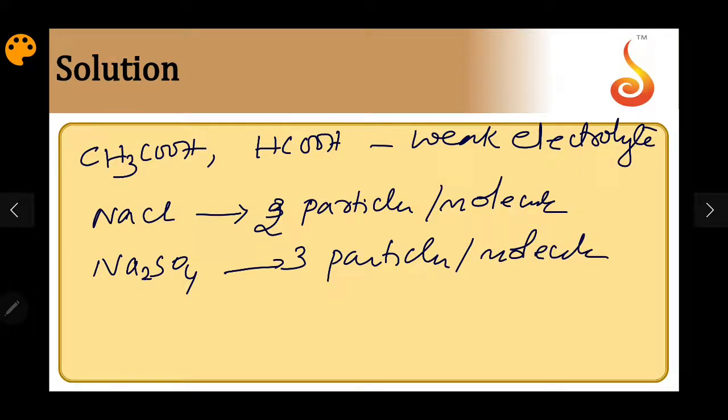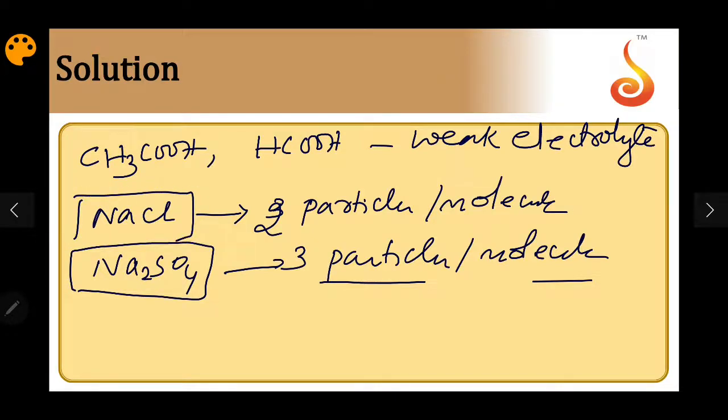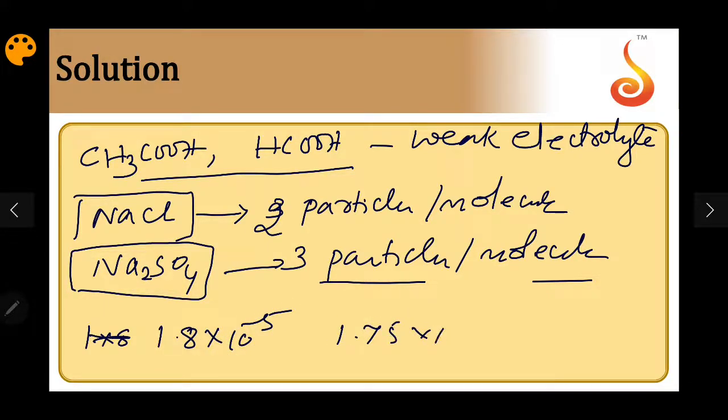So among NaCl and Na2SO4, Na2SO4 will have a higher boiling point than NaCl. Among acetic acid and formic acid, the Ka value of acetic acid, as we know, is 1.8 into 10 power minus 5, and formic acid is 1.75 into 10 power minus 4. So K is more for formic acid, which means dissociation is more for formic acid. So the number of particles in formic acid is relatively more than acetic acid. So formic acid will have a higher boiling point than acetic acid. Since the number of particles is more, the elevation in boiling point is higher, so it's going to have a higher boiling point.